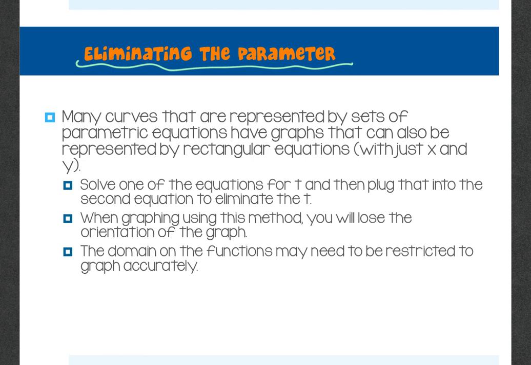So when you're graphing, you'll lose the orientation. You won't know the arrows because this is going to be an approximation. And the domain on the functions might need to be restricted to graph accurately. Meaning you may not be able to plug in all values for x if there's a square root or a variable in the denominator, that kind of stuff.